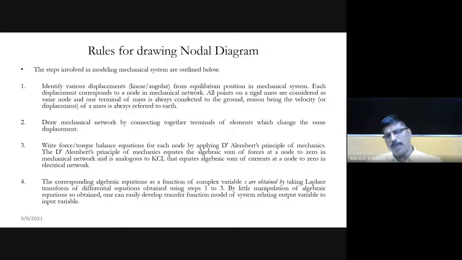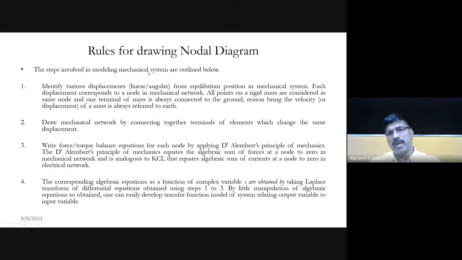In a circuit there may be 2, 3, or 4 nodes, and you know that we apply KCL at every node: the total incoming current must be equal to the total outgoing current, and then we find the current flowing through each branch and so on. Here also we can draw the nodal diagram of a given mechanical system.